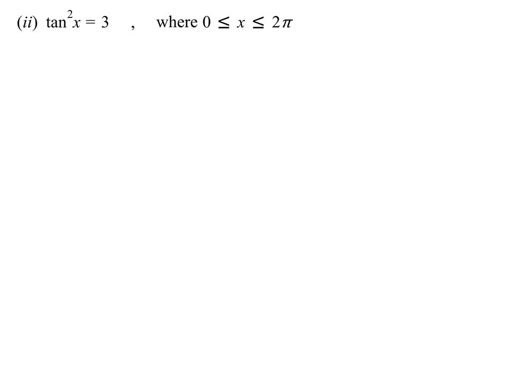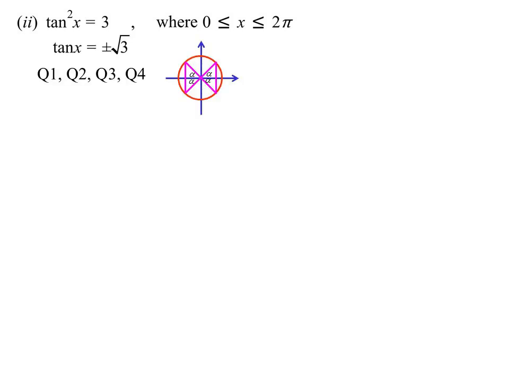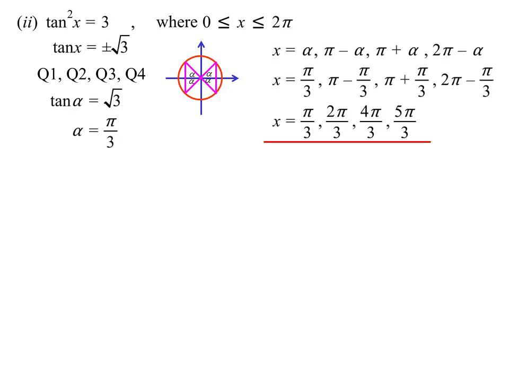So tan squared x equals 3. Now it's plus or minus root 3. It means we're actually in all four quadrants. The acute angle for this one's pi on 3, but now we're in all four quadrants, so we get our four answers. We saw ones like this where, oh, hang on, that's all right.